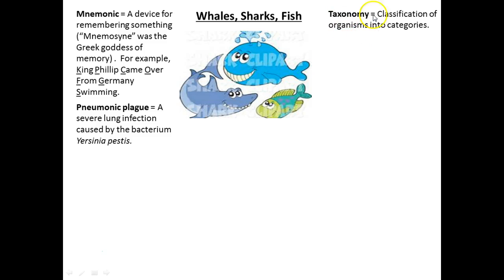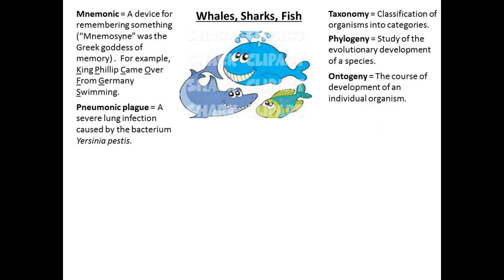So taxonomy is a classification word, sorting into categories. So we're grouping organisms. Phylogeny studies the evolutionary development of species. And the way that we've done that a lot of times is adding in genetic information like the ribosomal RNA to some characteristics. Ontogeny is the course of development, so how an organism develops.